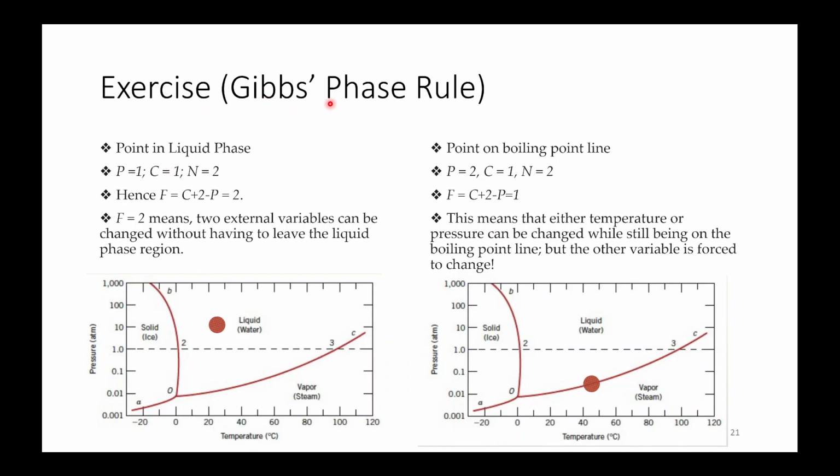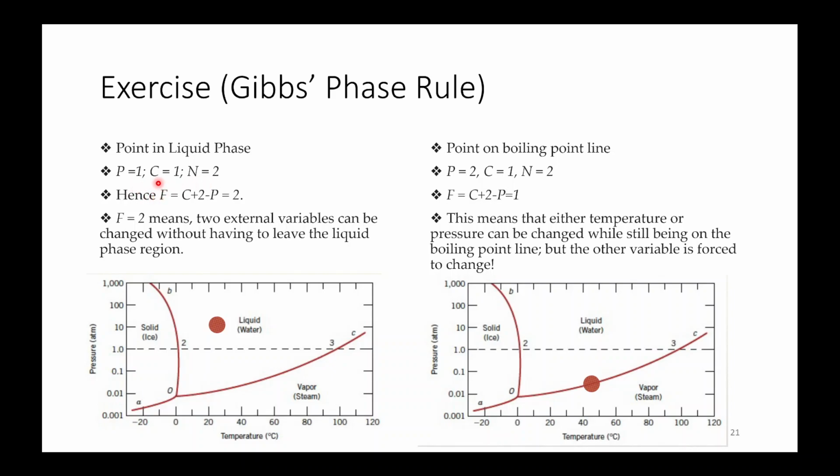Now how do you use this Gibbs phase rule? For this you need to choose certain points. So in this case, if I'm taking a point in liquid phase or in solid phase or inside vapor phase, then your number of phases will be 1. There is only one phase, it's either liquid water, ice or steam. Component will be 1, which is H2O, and number of your variables is 2, pressure and your temperature.